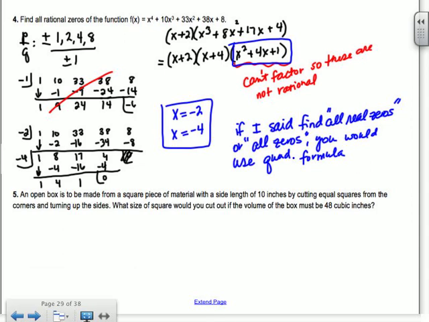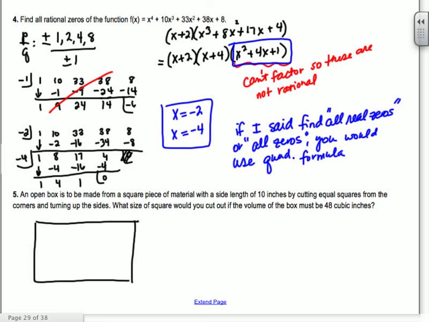So the next one. An open box is to be made from a square piece of material with side length 10 inches, by cutting equal squares from the corners and turning up the sides. I always do a problem similar to this in my calculus class, and they never know how to set this up. So this is a classic math question. You'll see this in college. You'll see this in future classes. Have you guys ever made a box out of a piece of paper? Do I need to demonstrate at the front of the room? All right, I'll demonstrate.